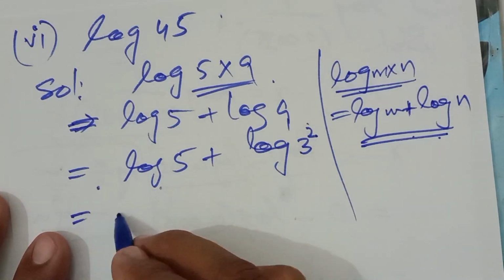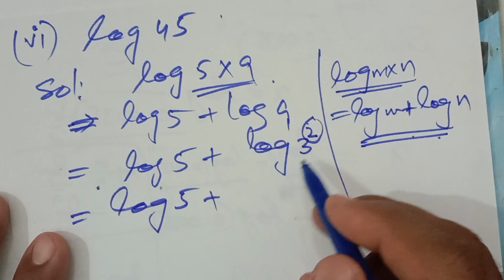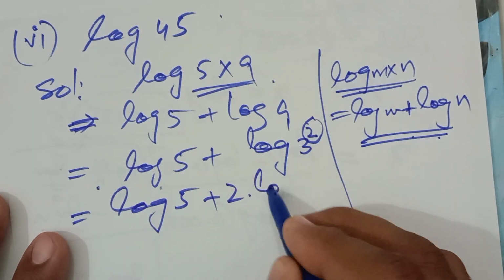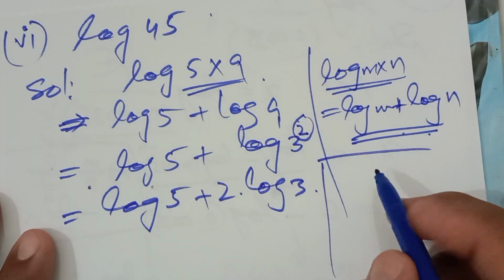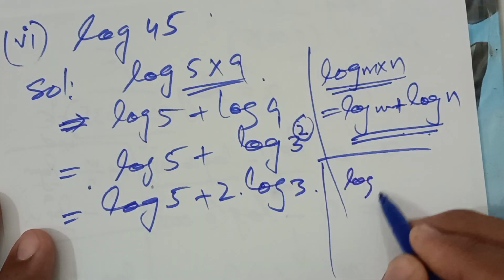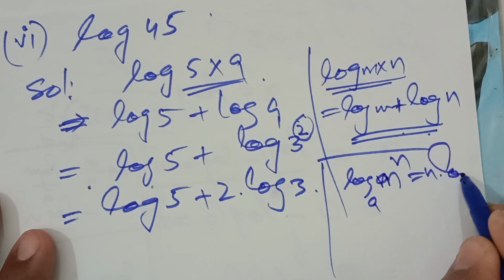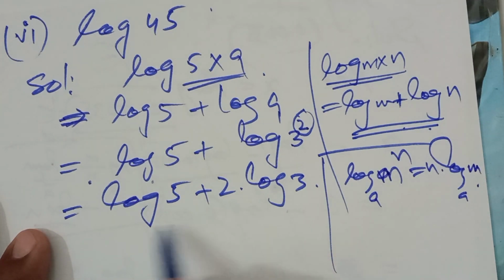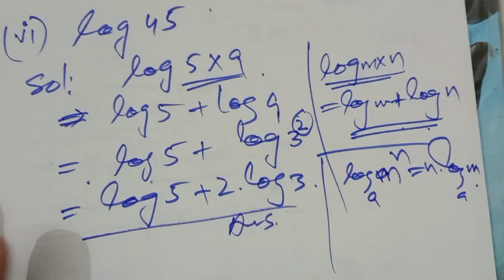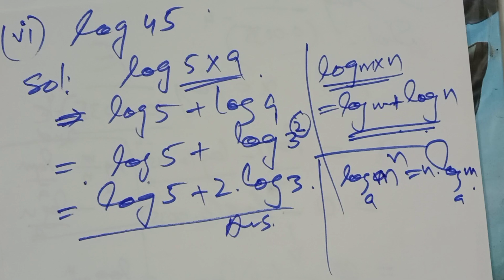Okay. So log with base 10 of 5 remains the same, and here it is m raised to power n, so 2 times log with base 10 of 3. I used the third rule, which is log with base a of m to the power n, so n times log with base a of m. This is the required answer. If you would like to solve it, we take the log of 5 and the log of 3, which we can also find from the logarithmic table. So this was required.